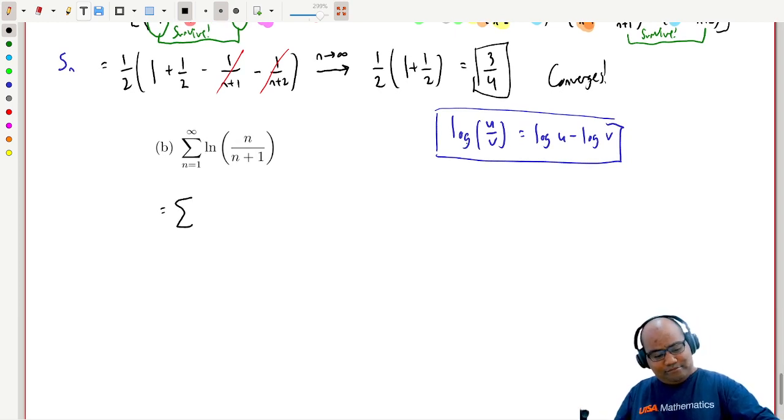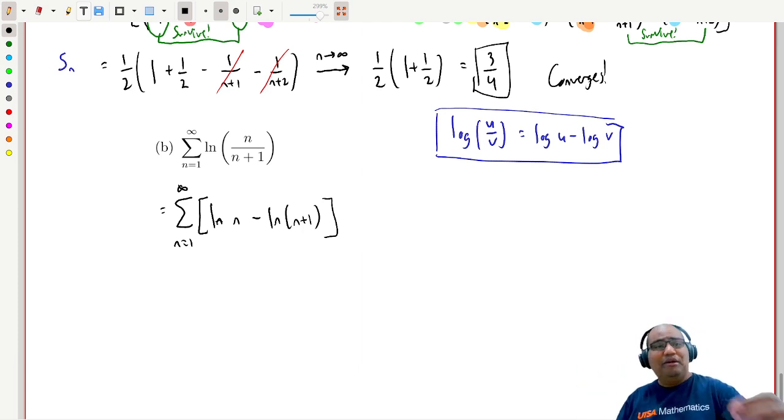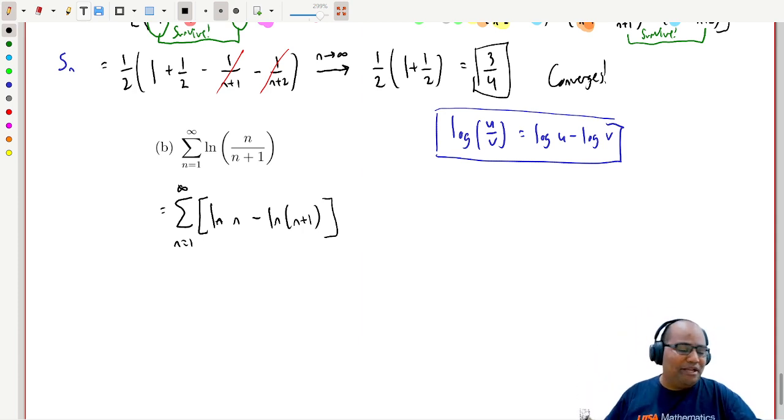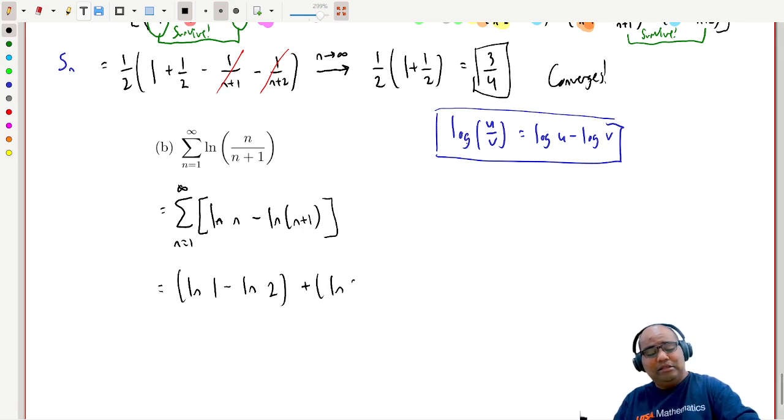You write this as a sum from n equals 1 to infinity of, okay, let's write it like this. Log of n minus log of n plus 1. Now, let's just do some exploration and see what happens, okay? So every time we have an n, we're going to take the log of n minus the log of the next thing, and that's our pairing. So what do we have here? Well, we have log of 1 minus log of 1 plus 1, well, that's 2. Log of 1 minus log of 2 plus log of 2 minus log of 3 plus log of 3 minus log of 4.